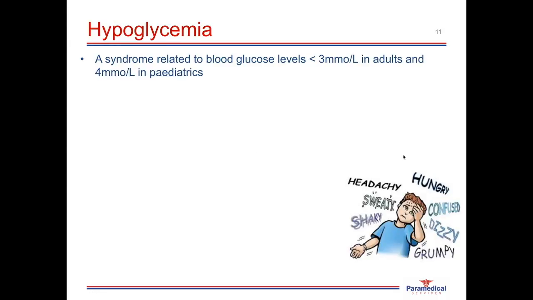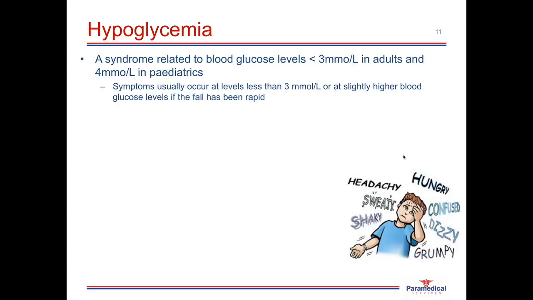Hypoglycemia, meaning low blood sugar levels, is a syndrome related to blood glucose levels of less than 3 millimoles per liter in adults and 4 millimoles per liter in pediatrics. Signs and symptoms usually come on at about the level of 3 millimoles per liter, or signs and symptoms can occur at a slightly higher blood glucose level if the fall has been rapid. It may also occur in non-diabetic patients. So if a person woke up in the morning and they were rushing to work, didn't eat breakfast, by the time lunchtime came, they could start showing mild signs and symptoms of hypoglycemia. So this can happen to anybody.